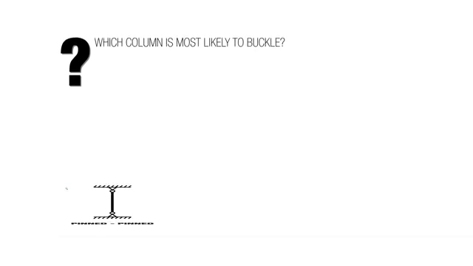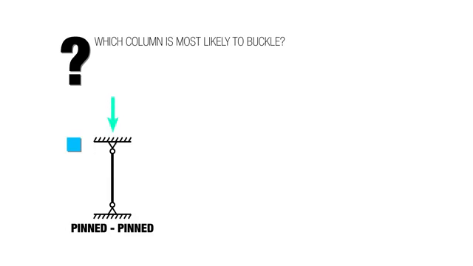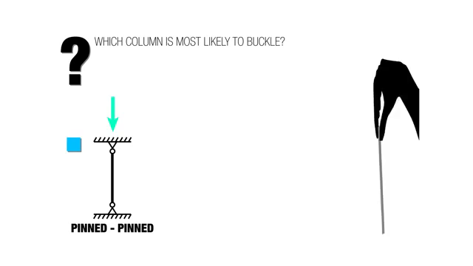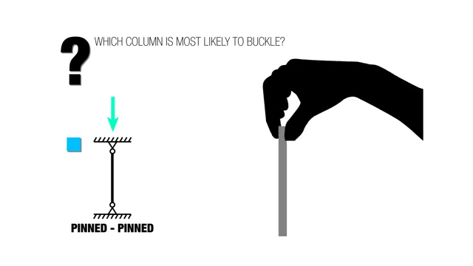Which column is most likely to buckle? A pin connection on both ends, and this little signal here means it's a pin connection. So you can picture it like a rod being held between your fingers. That's a pin connection. You can kind of pivot.